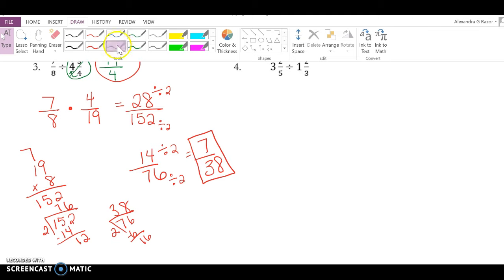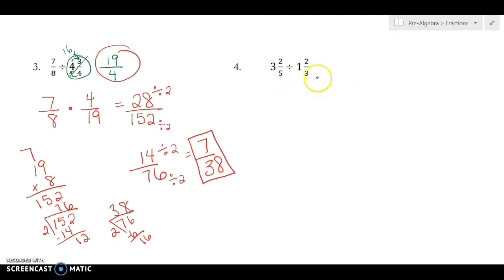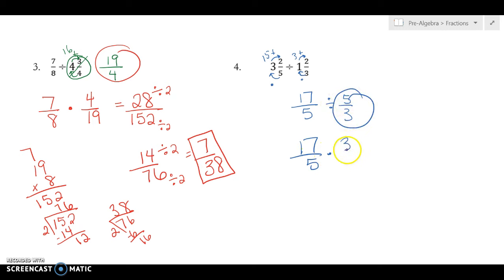All right, so we took up a lot of space, so I'm going to change colors. So over here, I'm going to have to rewrite this because I have 2 mixed numbers. So I times, and I get 15, and I have to plus. So I get 17 over 5. I times, and I get 3, plus 2, and I get 5. So I've rewritten the problem with improper fractions, and now I'm going to do my rule. Change the sign to multiply, flip the second fraction.